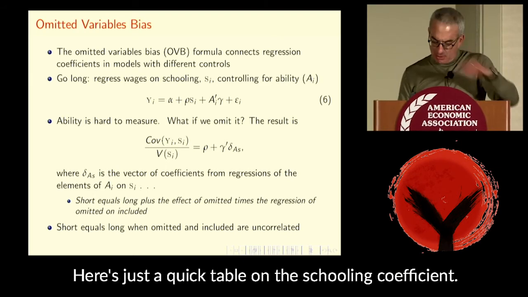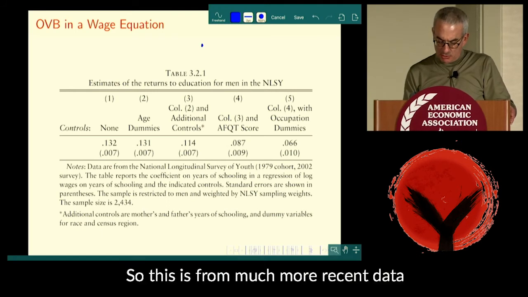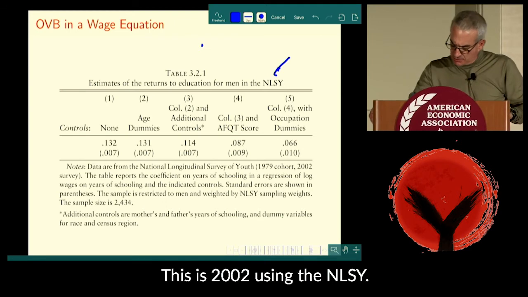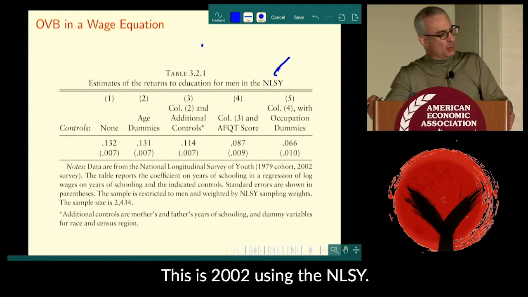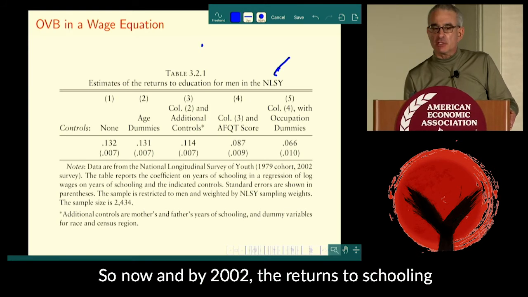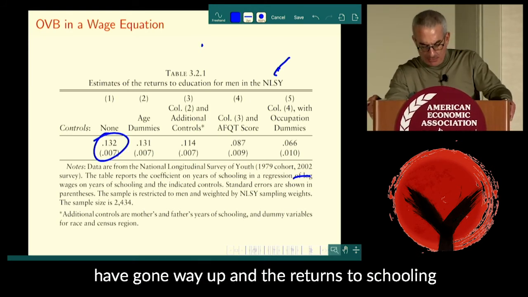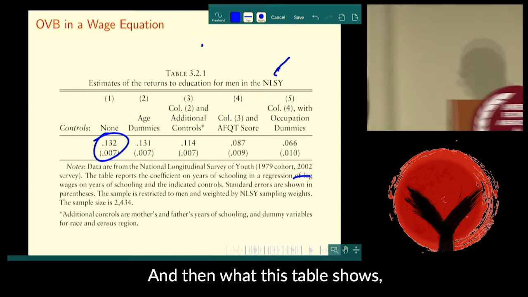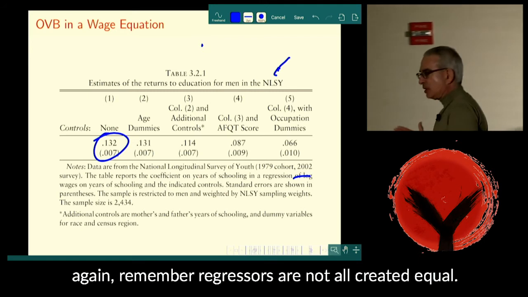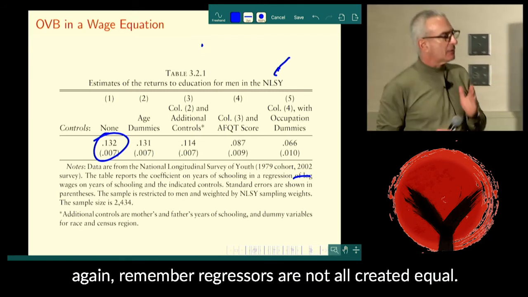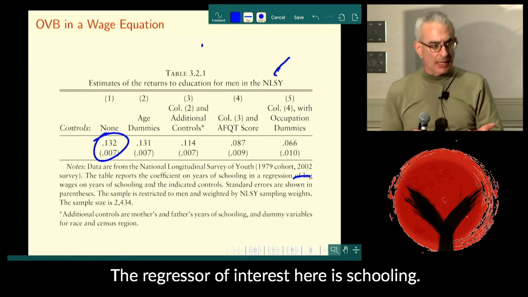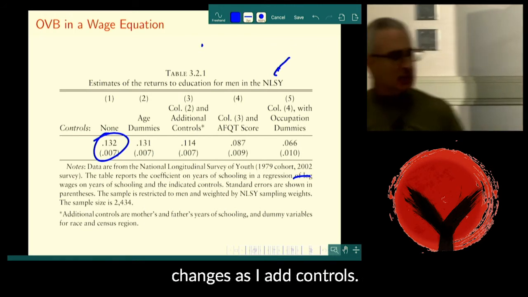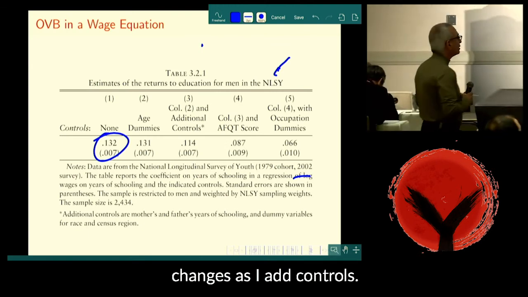Here's just a quick table on the schooling coefficient. This is from much more recent data than the 1980 data I showed you before. This is 2002 using the NLSY. So by 2002, the returns to schooling have gone way up, and they are around 13 points. And what this table shows, again, remember, regressors are not all created equal, okay? The regressor of interest here is schooling. And what I'm showing you here is how the schooling coefficient changes as I add controls.